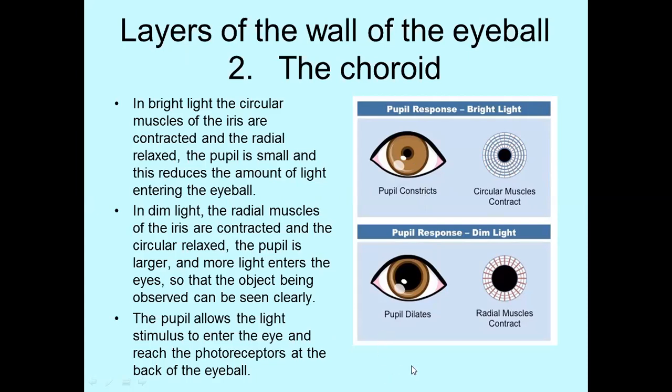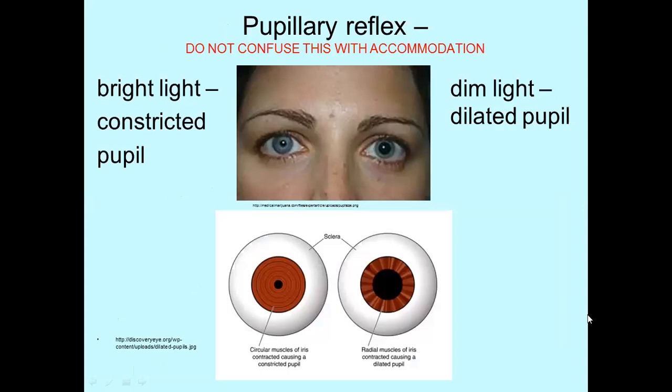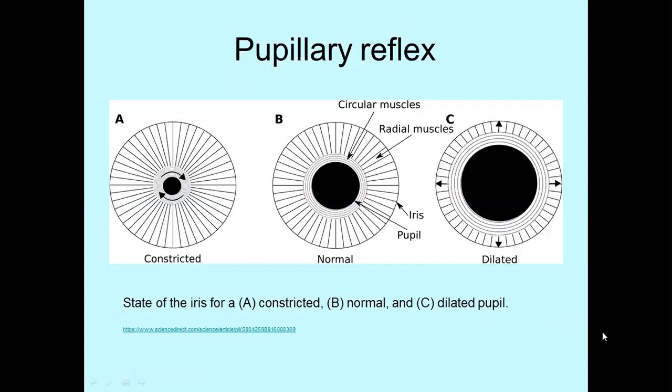The pupil is larger and more light enters the eye, and that means that the object being observed can be seen more clearly. So the pupil allows the light stimulus to enter the eye and to reach the photoreceptors at the back of the eye. So when the pupil gets bigger, the correct term is the pupil dilates. Okay. So bright light, constricted pupil; dim light, dilated pupil. Please make sure that you know how that particular pupillary reflex works. And you mustn't confuse this with accommodation, which we'll talk about later on, and that's the focusing of the eyeball.